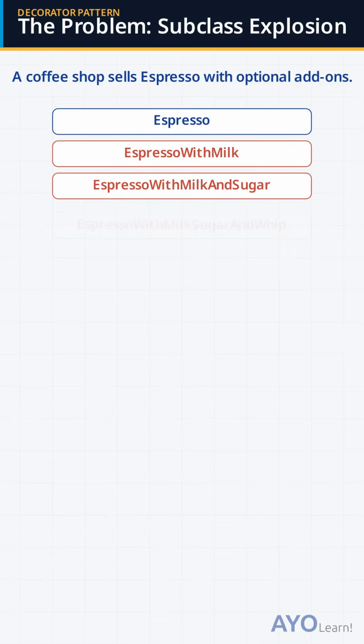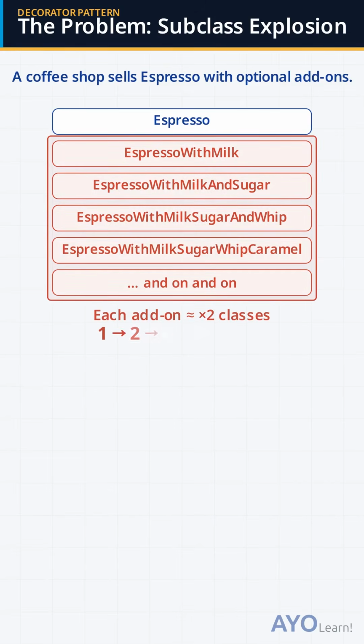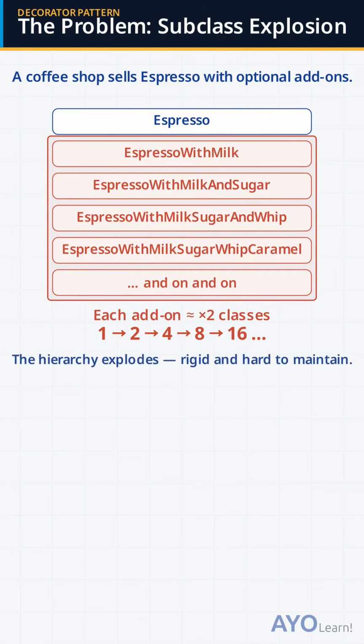If every combination gets its own subclass, you get espresso, EspressoWithMilk, EspressoWithMilkAndSugar, and on and on. Each new add-on nearly doubles the class count, so the hierarchy explodes into rigid, unmaintainable code.